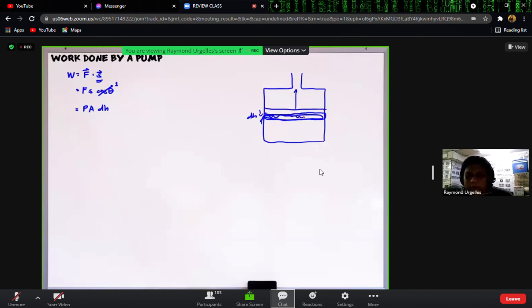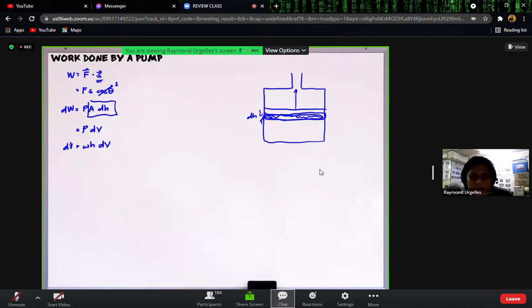So for this volume, for example, we have this volume here. Okay? This differential volume, we will pump upward. So that will be dH. But since it is only part of the volume that we are pumping, it is only dW, right? And remember this ADH, cross-sectional area times dH, is just the differential volume of what we are pumping. So this is pressure multiplied by dV.